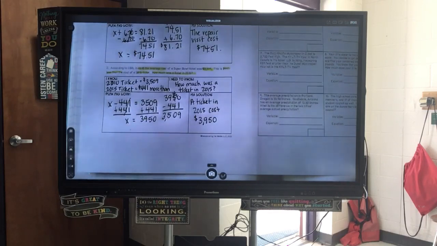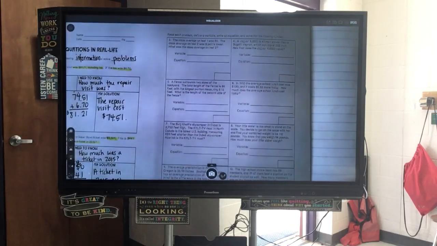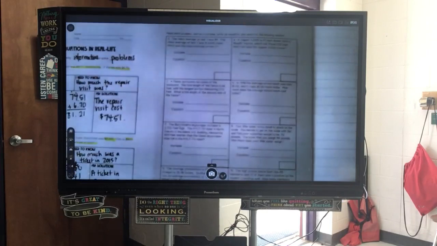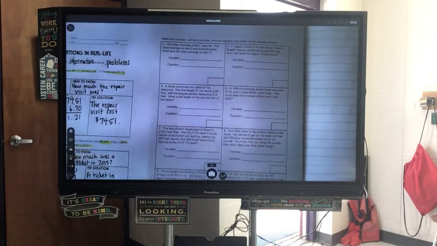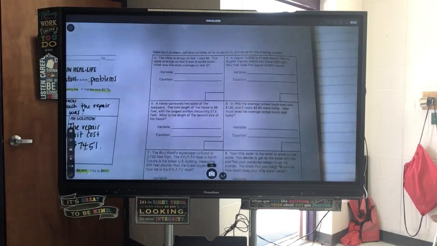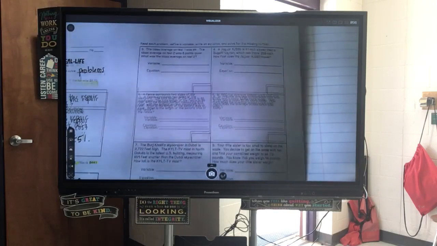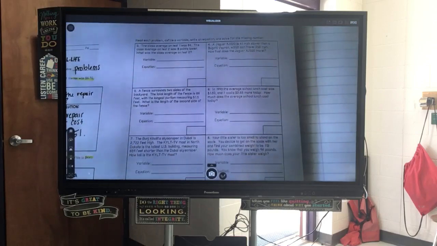Right. Alright, so let's go ahead and slide over to number 3. So now it says, read each question, define a variable, write an equation, solve the missing. Alright? I'm going to attempt to zoom in just a teeny bit. Let's hope it doesn't mess it up. Alright, the class average on test 1 was 84. The class average on test 2 was 8 points lower. What was the class average on test 2?